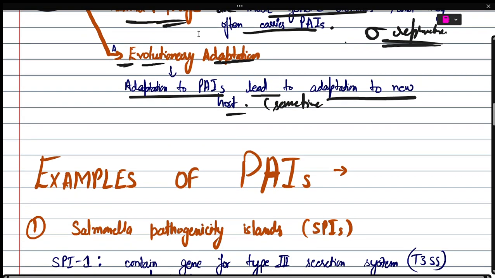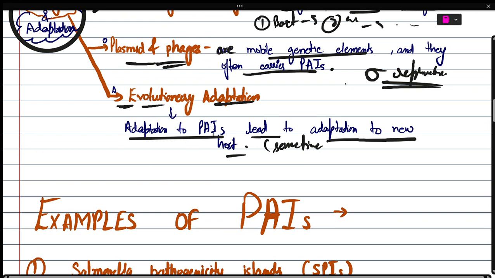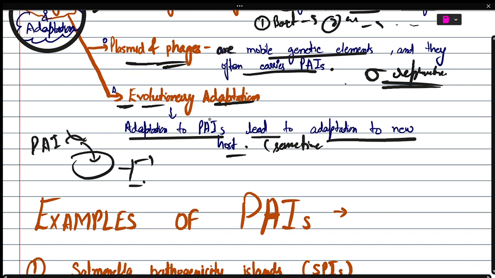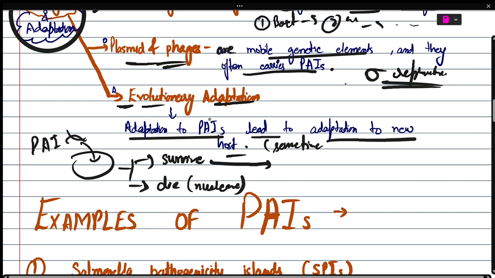Okay, so why have I written adaptation to PAIs? Let me say that this part of a segment is a PAI. If it enters into the bacterium, it has two fates. The first fate is that it will survive. And the second fate is that it dies because of nuclease activity or some other activities. So if it survives, then only can you say that the bacterium adapts to the PAIs.